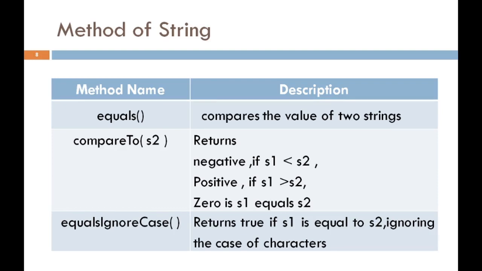The third function is equalsIgnoreCase. It is the same as the equals method, but this method compares two strings on the basis of content, and it does not check the case like the equals method. In this method, if the characters match, it returns true, otherwise it returns false. That means this method is the same as the equals method, but it ignores the case. It does not consider the capital letter and small letter. So these are the various inbuilt methods which are available in the String class in Java.